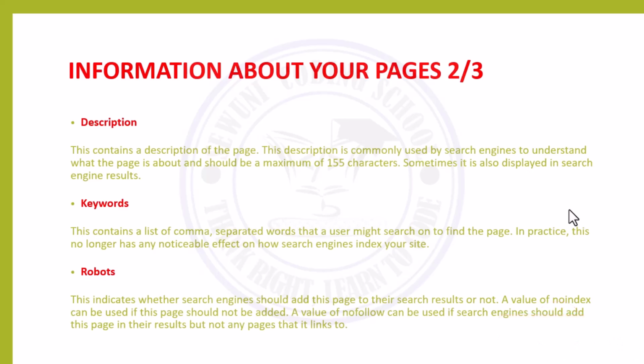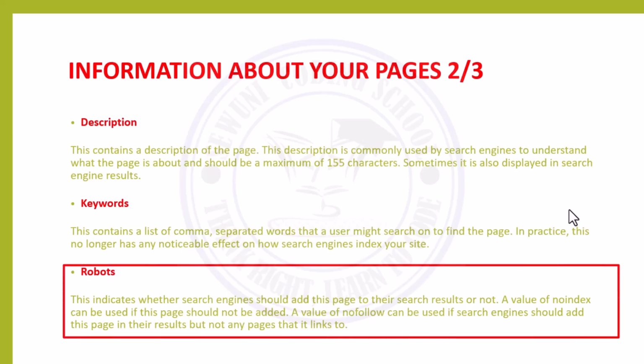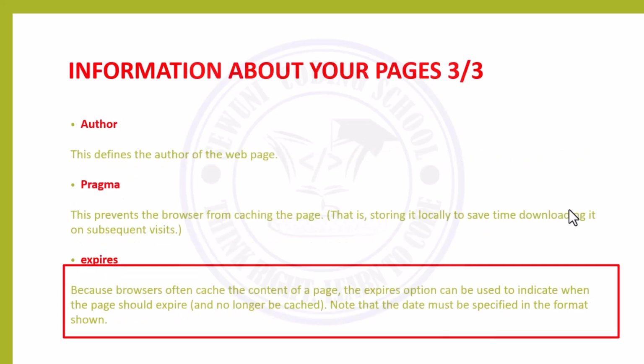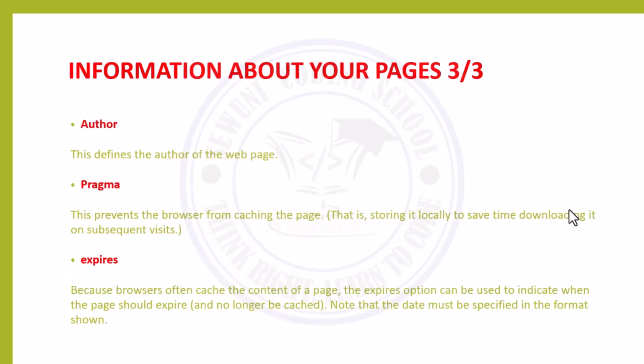What about robots? This indicates whether search engines should add this page to their search results or not. A value of noindex can be used if this page should not be added, and a value of nofollow can be used if search engines should add this page in their results, but not any pages that link to it. The author is also part of the information that is displayed in the meta. Okay, it shows you the author of the web page.